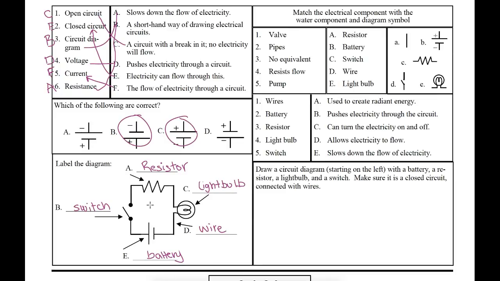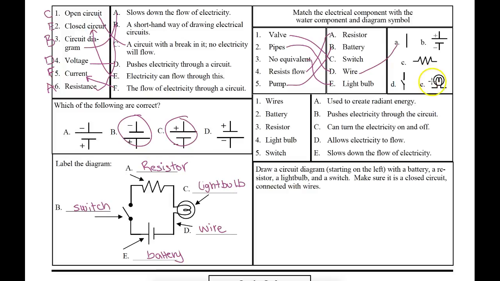All right, match the electrical component with the water component and diagram symbol. So you're supposed to match it with the equivalent. So the valve is like a switch. So this goes here. The pipe is like a wire, so this goes here. No equivalent for the light bulb. Resist flow is your resistor, and your battery is like the pump. And then this is your wire, so this goes here.